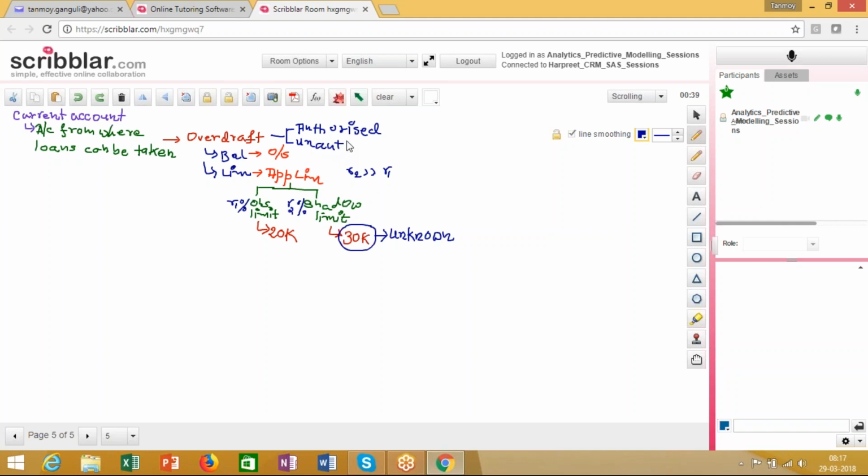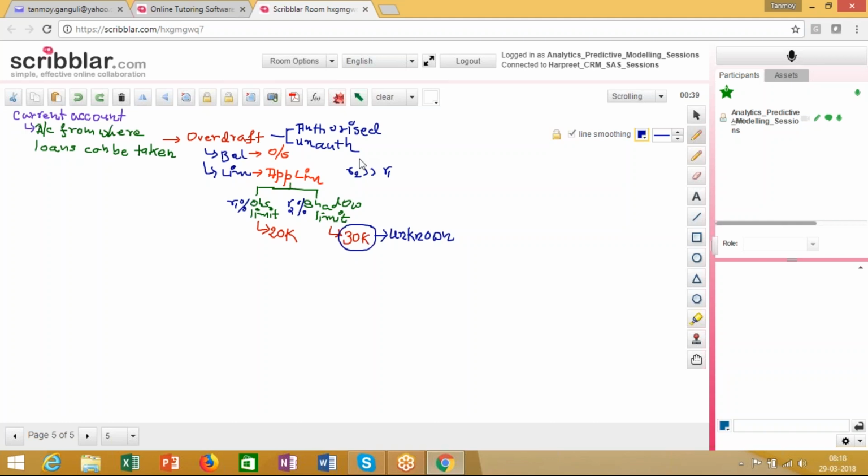Unauthorized overdraft. So now when I talk about authorized overdraft, what is an authorized overdraft? An authorized overdraft is where you are actually using an overdraft facility. You have a current account, right, and you have the authorized facility. You had applied for an overdraft and that has been given to you.